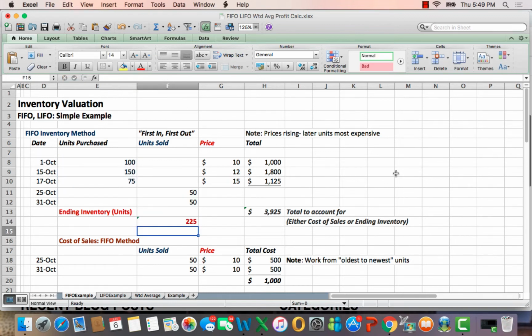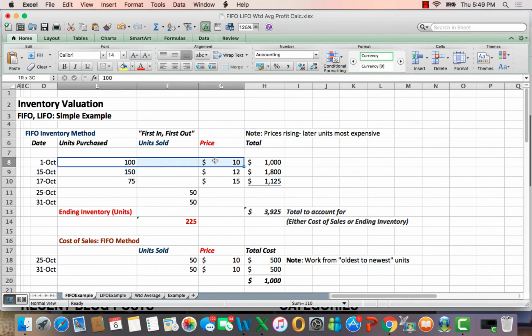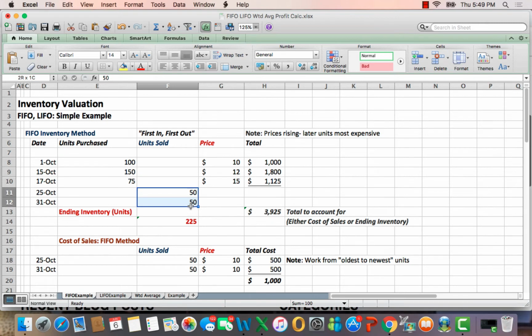So for the FIFO method, it's first in, first out, so the oldest units are sold first. What we see is that we sell 50 at $10, and we sell the other 50 at $10 also. So we had a total of 100 purchased at $10. We sold all 100 at $10, and if we multiply across, you see that we get total cost of sales of $1,000. We work from the oldest units, $10 purchased on the 1st, to the newest units, $15 purchased on the 17th.